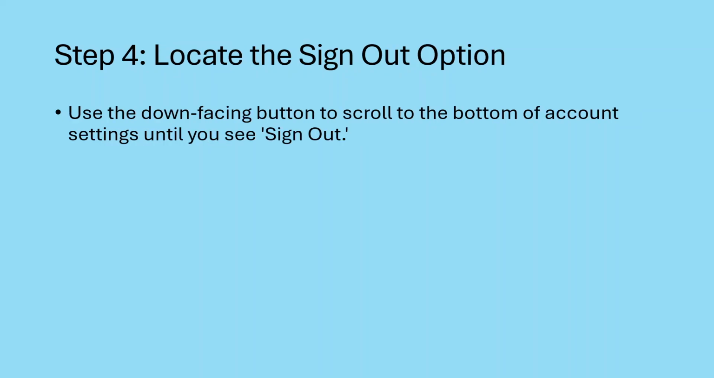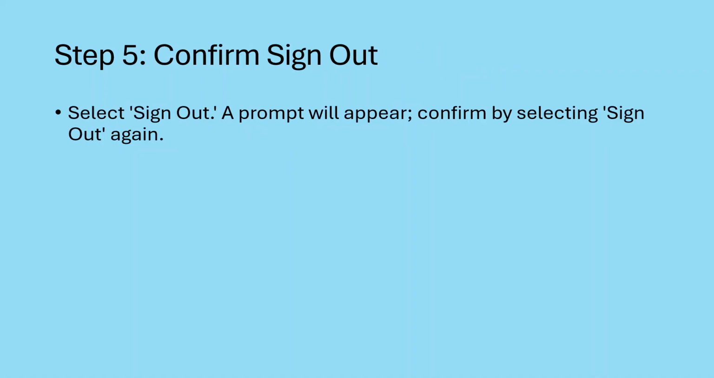Step 4. Locate the Sign Out option. Use the down-facing button to scroll to the bottom of account settings until you see Sign Out. Step 5. Confirm Sign Out. Select Sign Out. A prompt will appear. Confirm by selecting Sign Out again.